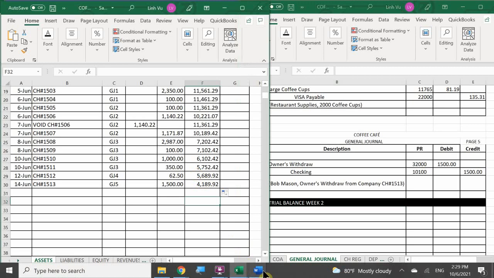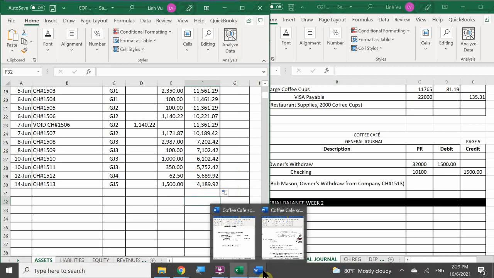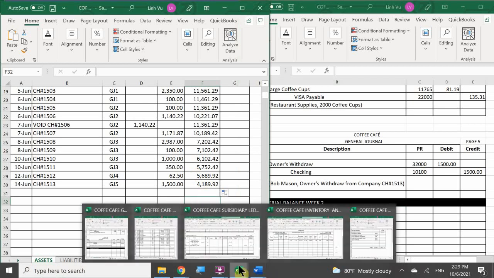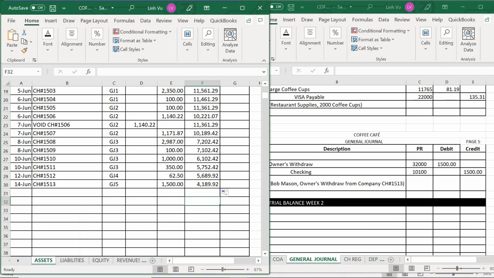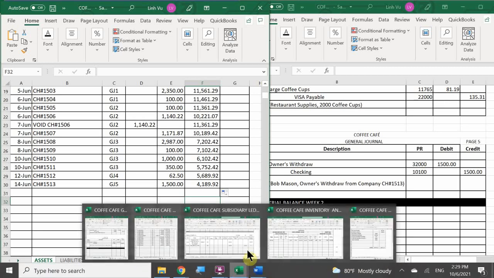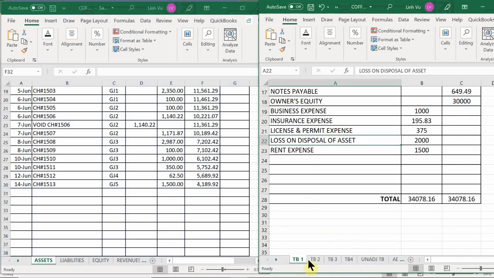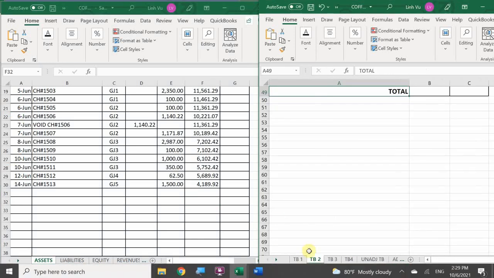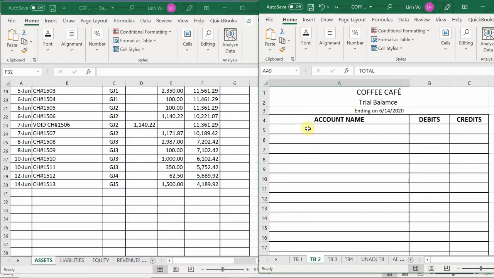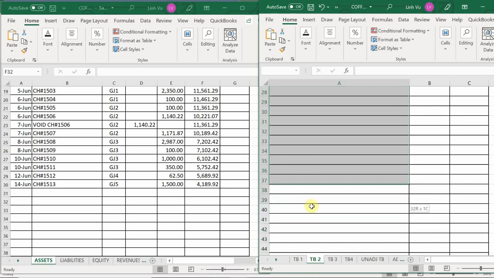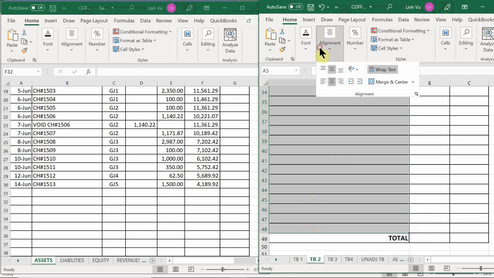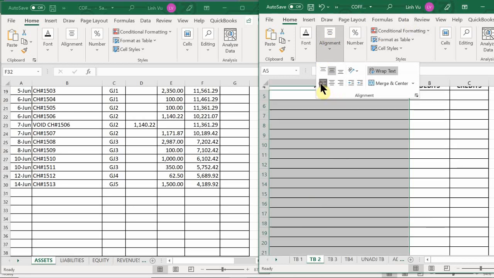All right. So again, when we do our trial balance, all you need is your ledger accounts, your general ledgers, and your trial balance. In this case, we are on trial balance number 2 for week 2.